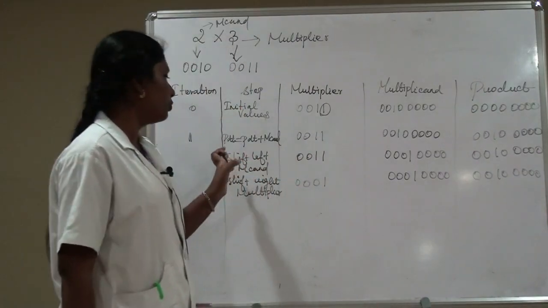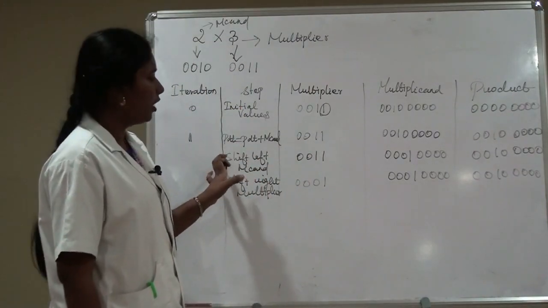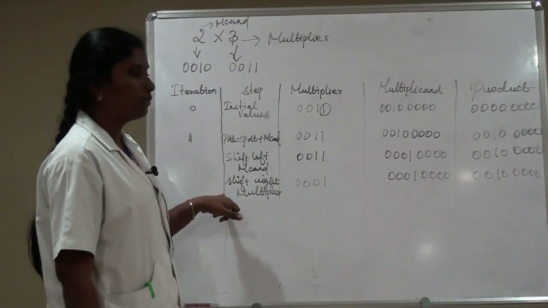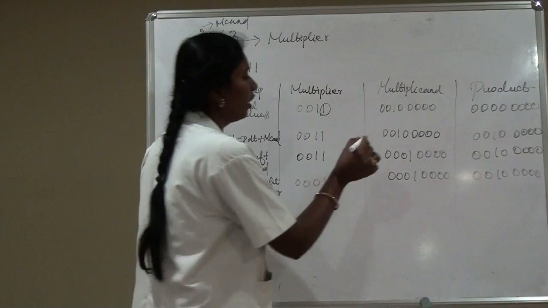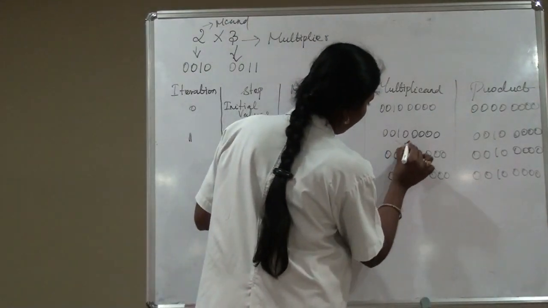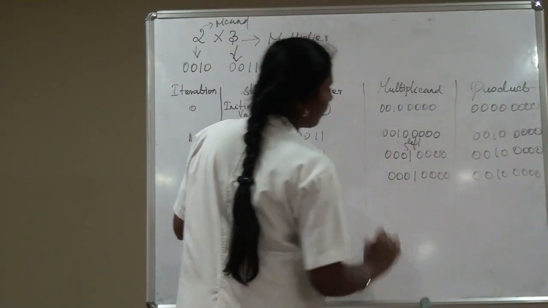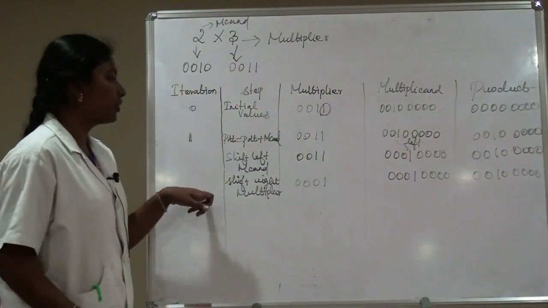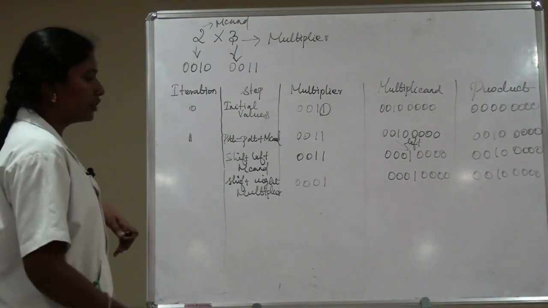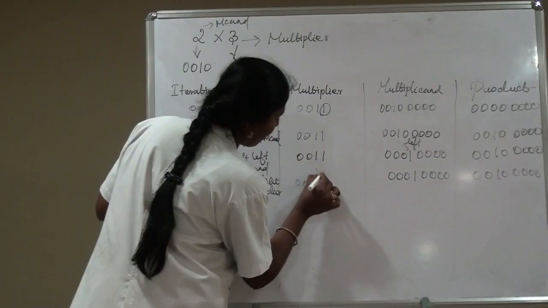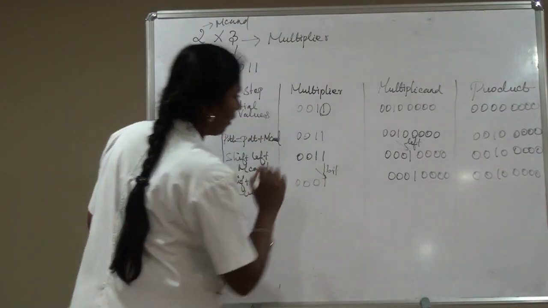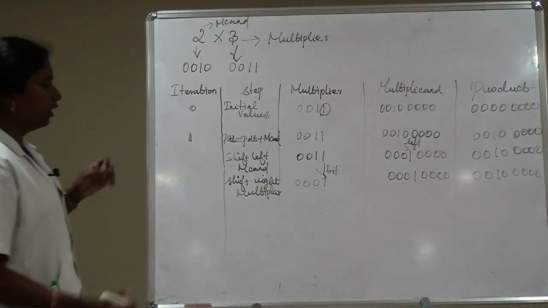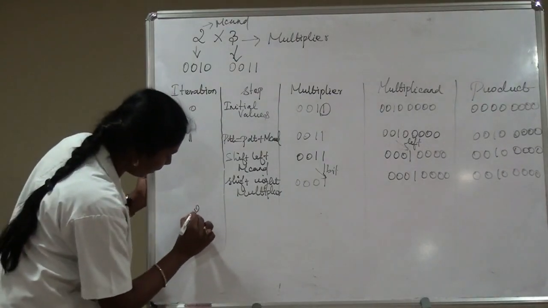Next step, shift left the multiplicand by 1 bit. Next I am going to perform the right shift. In that, shift left the multiplicand by 1 bit, and shift right the multiplier by 1 bit. This is my first iteration. Here I am going to the second iteration.